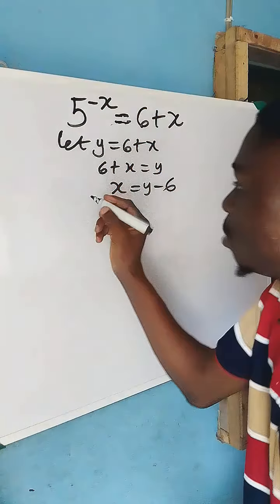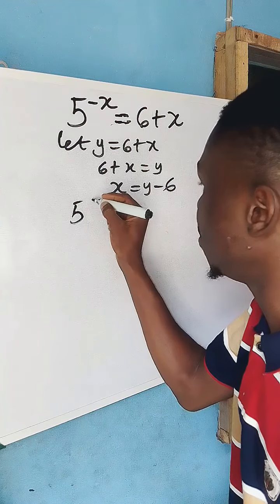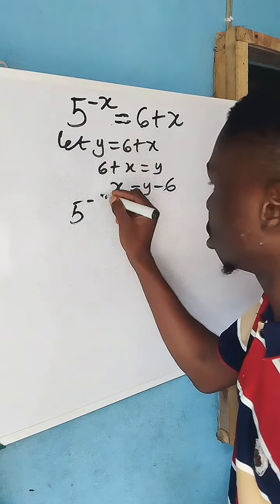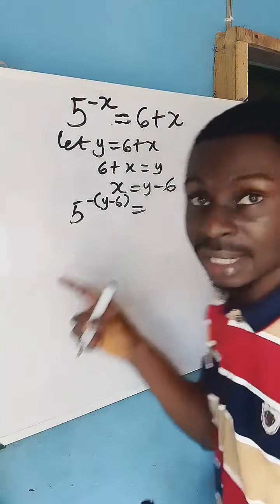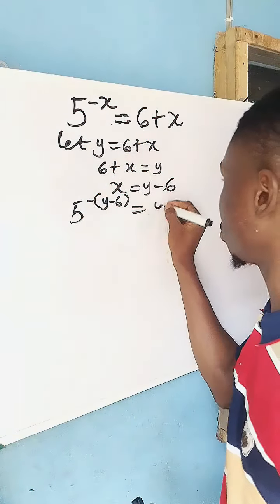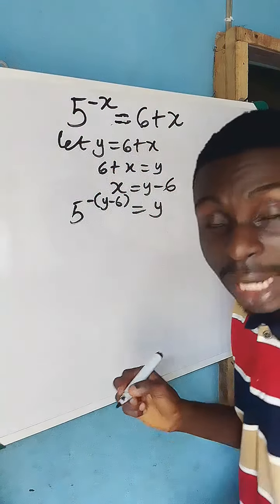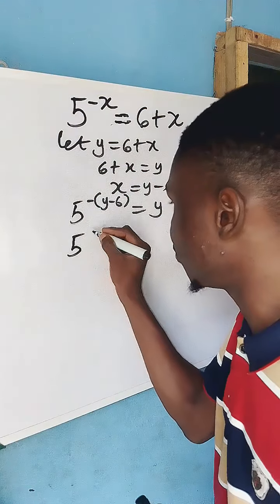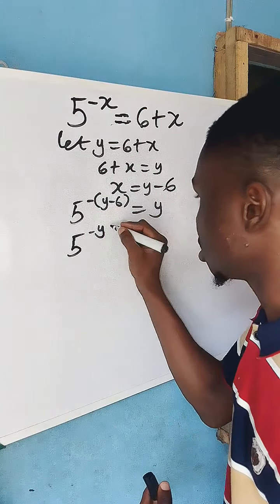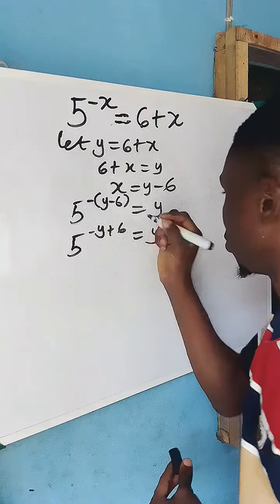So this now becomes 5 to the power of minus our x here, which is y minus 6, equal to 6 plus x here, which is seen as y. This is equal to y. Now let's open up the bracket. Minus times y will give you 5 to the power of minus y. Minus minus is plus 6 equal to y.